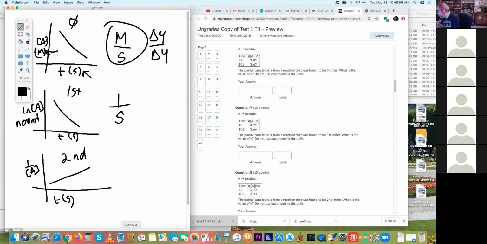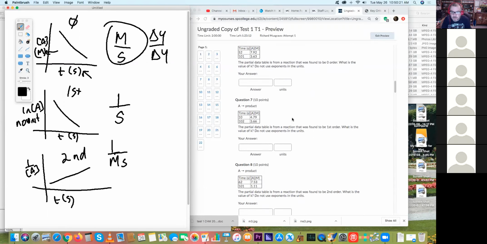And then for the second order, it'll be 1 over M s, because it's 1 over M over s, which is 1 over M s. So that'd be the unit there. That's what I'm expecting to see for the units on each of those. I told you how to get the numerical value. This is how you get the units on each.